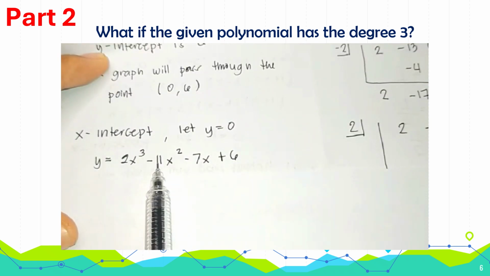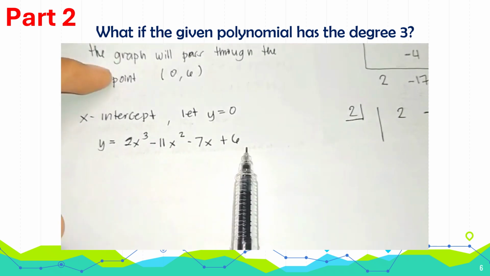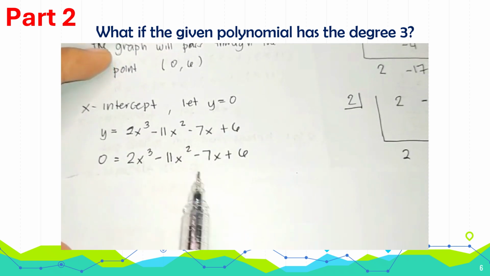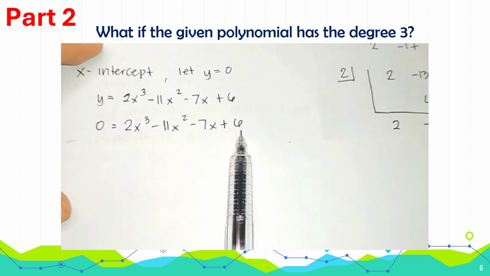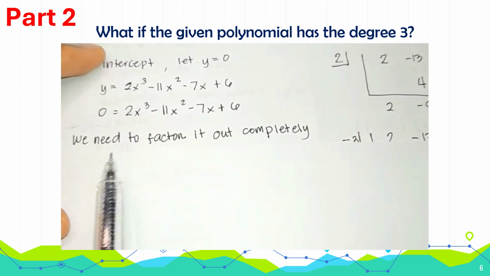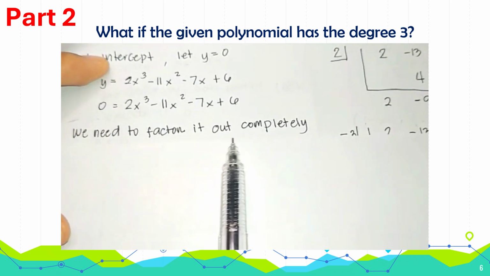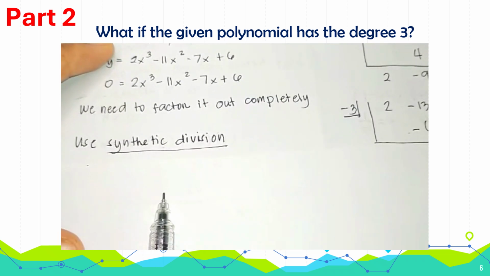Now for the x-intercept, we let y equal to 0. If this is our polynomial function, we write y here is equal to 0. Since we have the degree of 3 for this polynomial function, we need to factor it out completely. What I will use here is synthetic division.